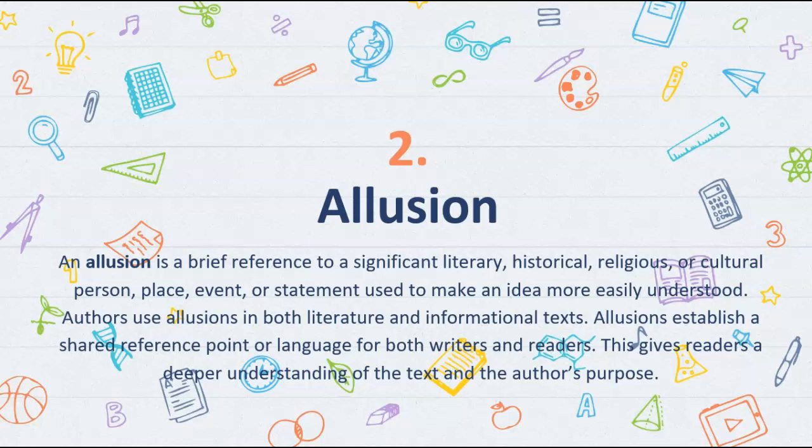Next, we have allusion. And allusion is one of these things that tends to give us a little bit of trouble. So an allusion is just a brief reference to a significant literary, historical, religious, or cultural person, place, event, or statement, and it's used to make an idea more easily understood. Okay, it gives us something to compare to. It's a reference to something else. Authors use allusions both in literature and in informational text, and allusions establish a shared reference point or language for both the writer and the reader. This gives the readers a deeper understanding of the text and the author's purpose.